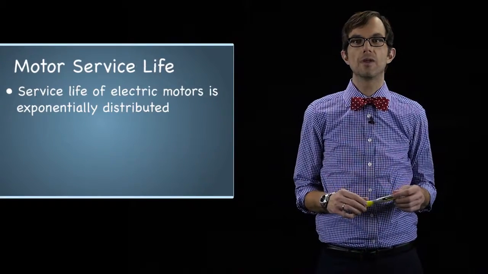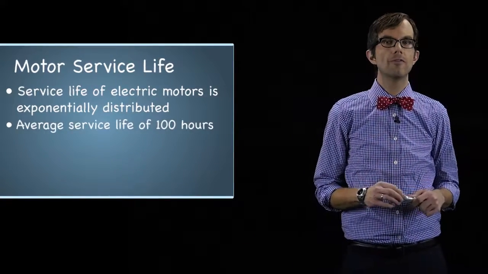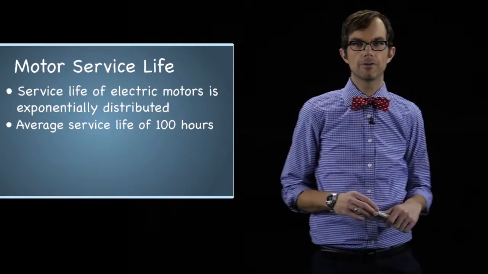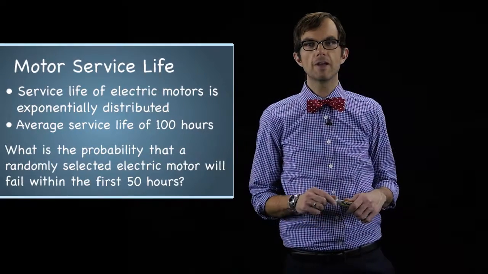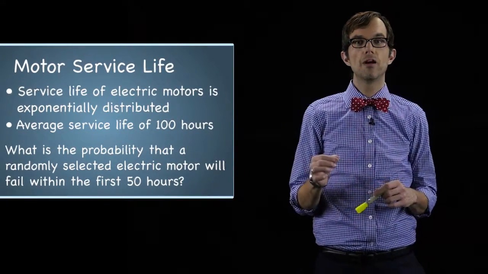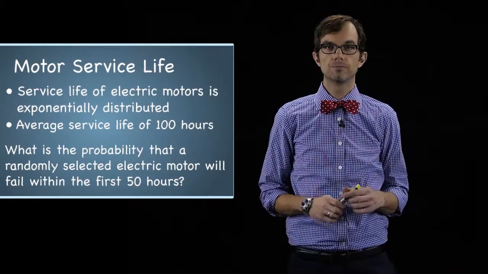Okay, let's work out a few examples of the exponential probability distribution. A certain manufacturer of small electric motors obtains empirical data from sampling that shows the service life of its motors to be exponentially distributed with an average service life of 100 hours. What is the probability that a randomly selected electric motor will fail within the first 50 hours?